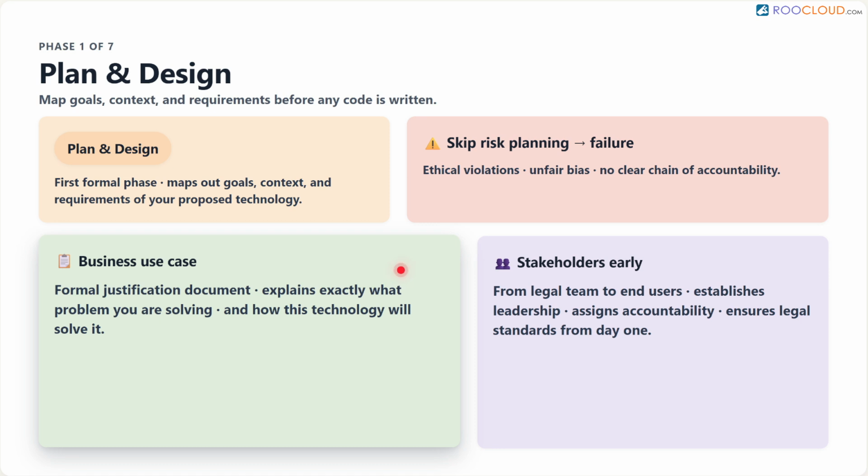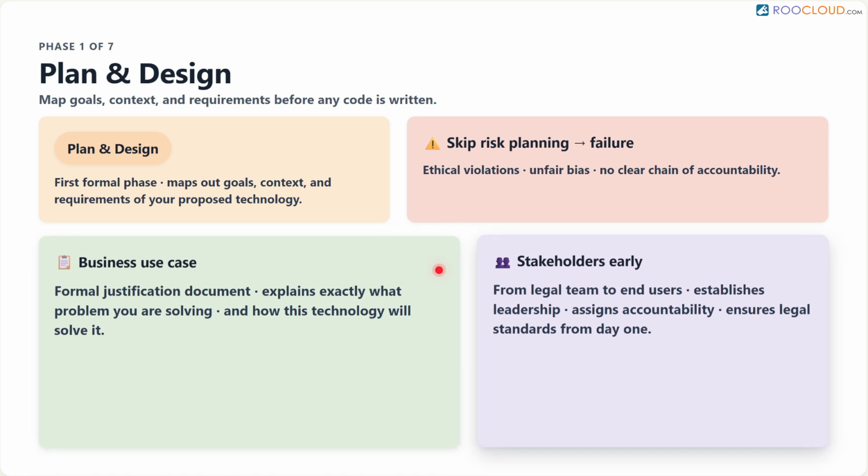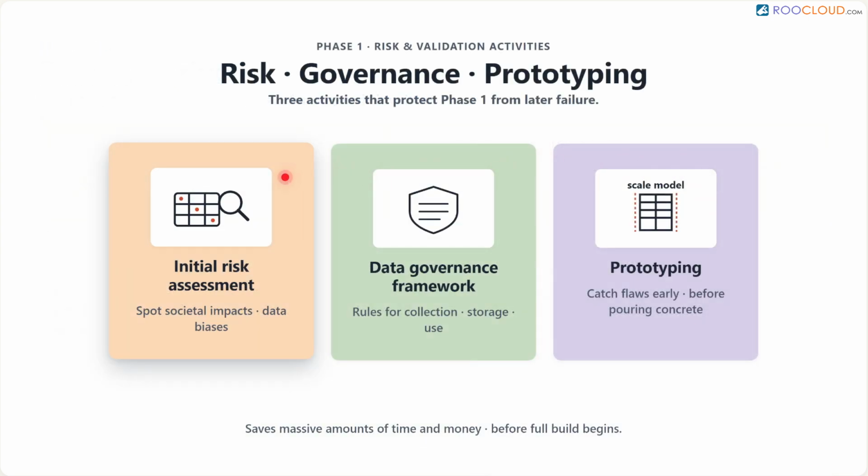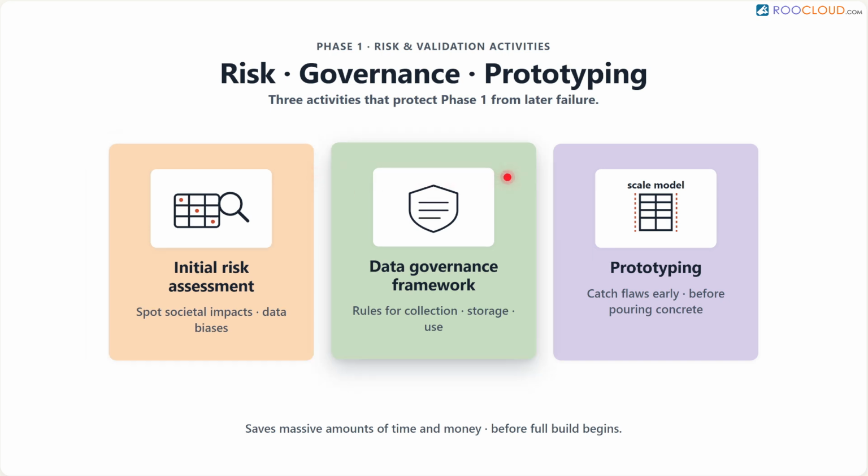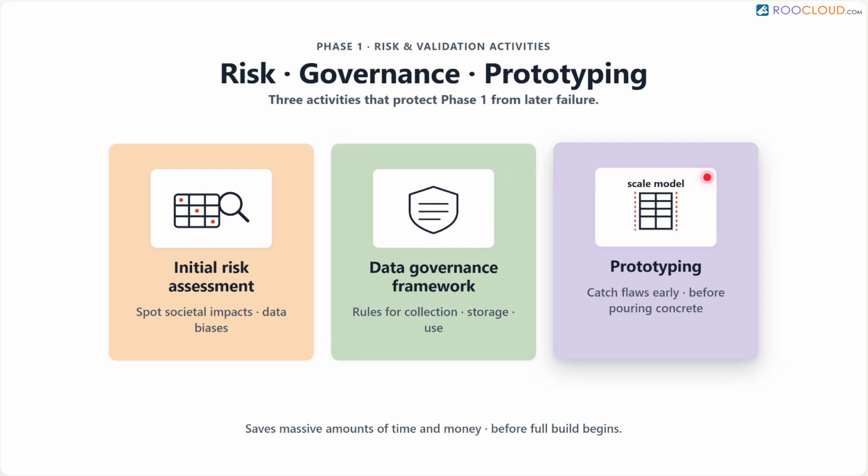You must bring your stakeholders together early. Stakeholders are anyone affected by the system, from the legal team to the end users. Gathering them establishes leadership, decides who is accountable, and ensures legal standards are met from day one. During this phase, you conduct an initial risk assessment to spot potential societal impacts or data biases. You also establish a data governance framework. Data governance is simply the set of rules your company follows to ensure information is collected, stored, and used legally and privately. Finally, we use prototyping.